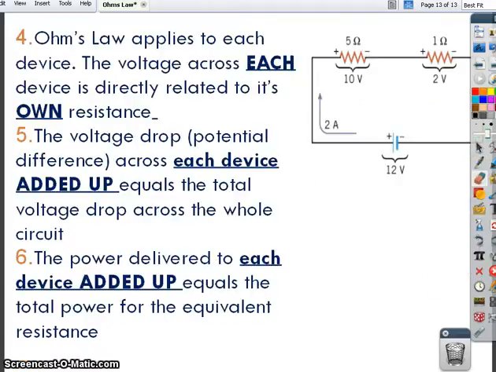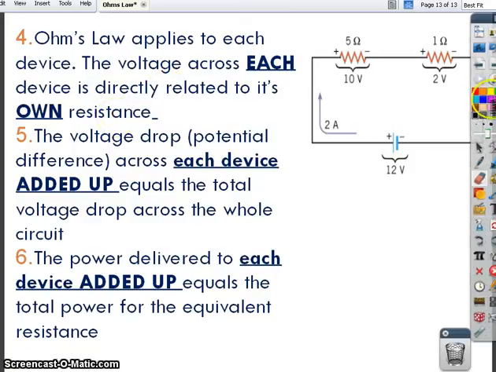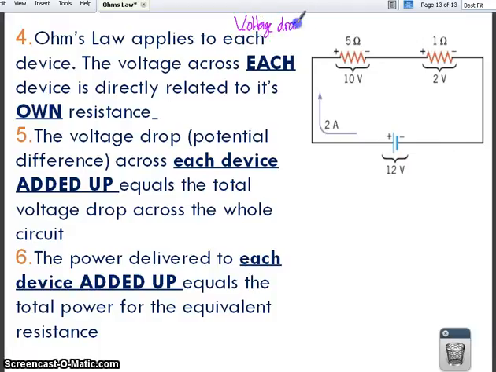Okay, let's go to the next page here. Same picture. Rule 4. Ohm's law applies to each device. The voltage across each device is directly related to its own resistance. So notice I said the voltage across each device. There is going to be a voltage drop, or a potential difference, I'll write that down, drop, or a potential difference across each device.